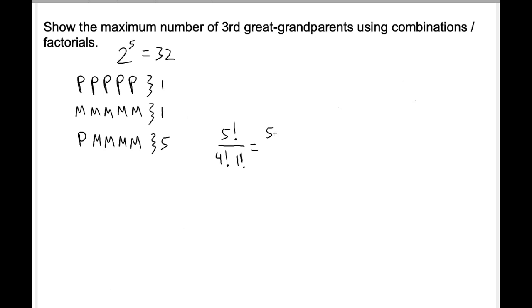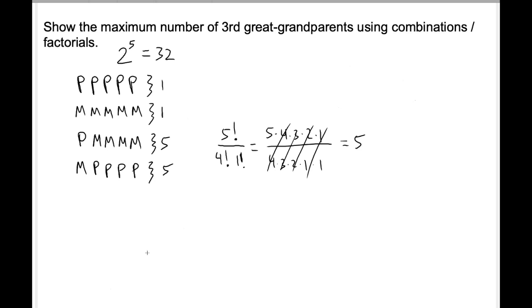So this is equal to 5, 4, 3, 2, 1 on top. On the bottom we have 4, 3, 2, 1, and then 1 for the 1 factorial. The 4, 3, 2, 1 cancel out, so we're just left with 5. That confirms the manual method of placing the P among any of these available 5 places. The same logic goes for a single M against all the remaining P's. We don't have to do that same work. We know it's going to be 5 as well.